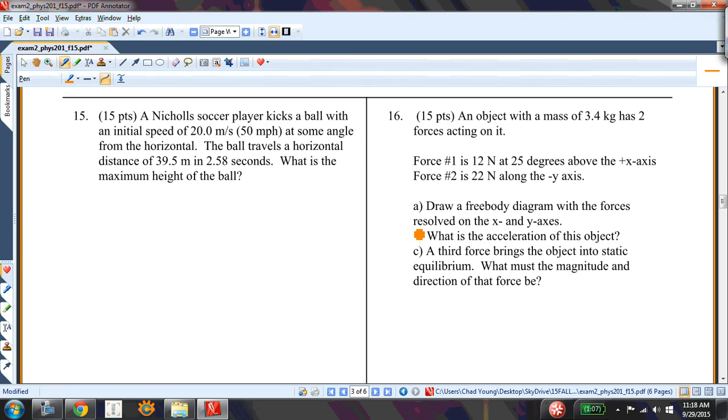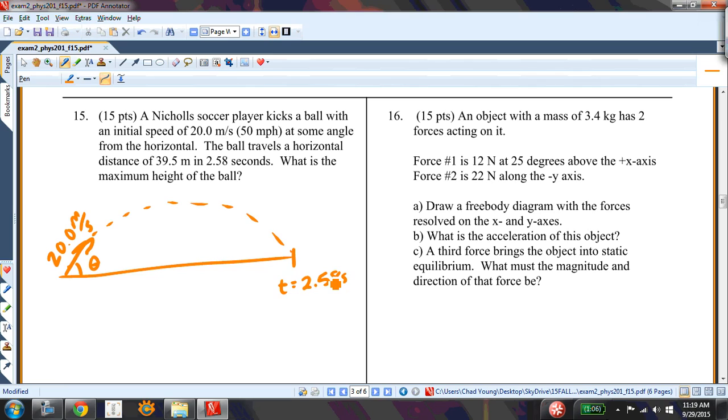Okay, so let's look at these free response. A soccer player kicks a ball at an initial speed of 20 meters per second, which happens to be 50 miles an hour, at some angle. The ball travels a certain distance. What is the maximum height of the ball? This is our scenario. I have an initial velocity equal to 20 meters per second. I don't know what this angle theta is, but I do know that at this point the time equals 2.58 seconds. Then at the top, the time equals half that, 2.58 divided by 2, which is 1.29 seconds.